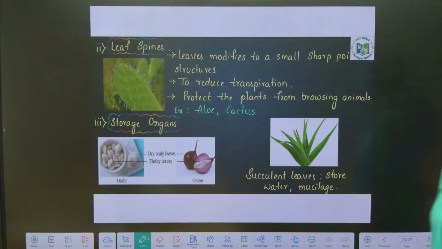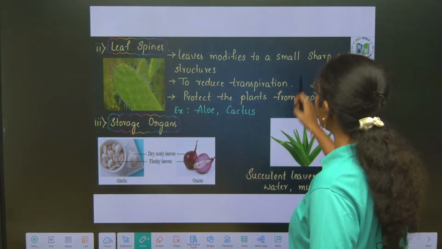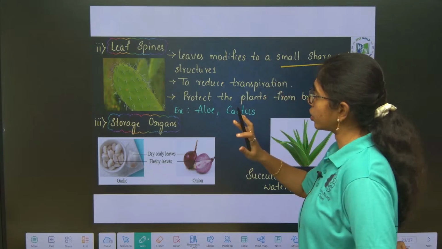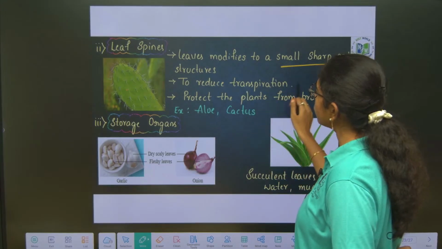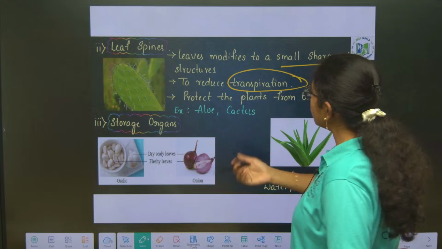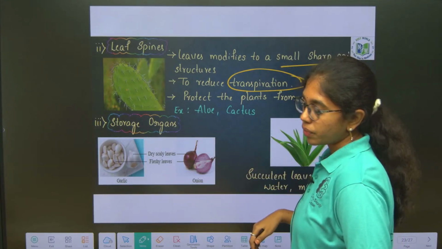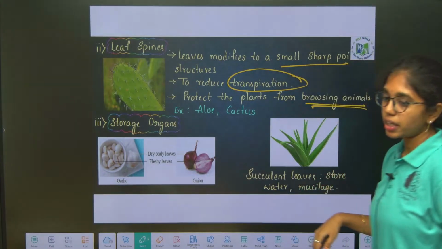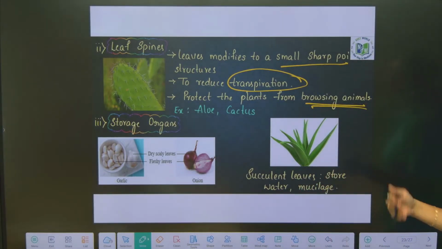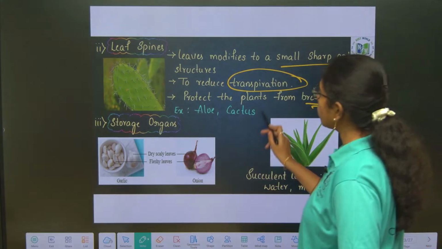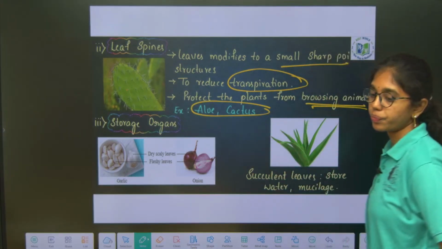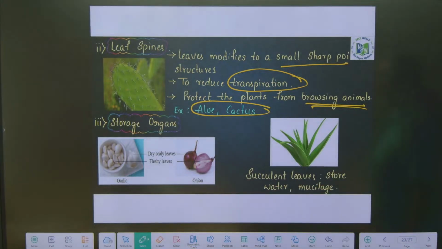Next is leaf spines. Here leaves are modified to small sharp pointed structures. This is to reduce what? Transpiration. This will protect the plant from browsing animals. The function of the leaf spine, the modification is for what purpose? To protect from browsing animals or herbivores. Examples include what? Aloe vera and cactus. Next is storage organs.